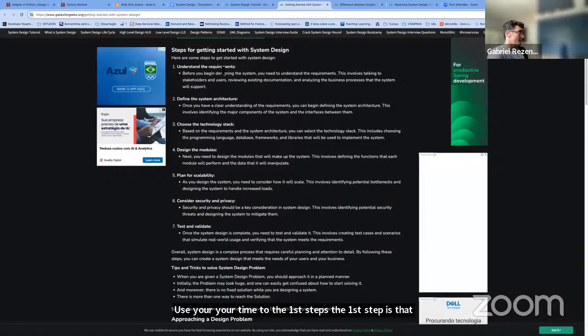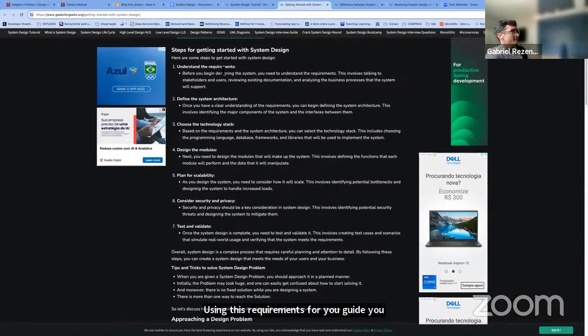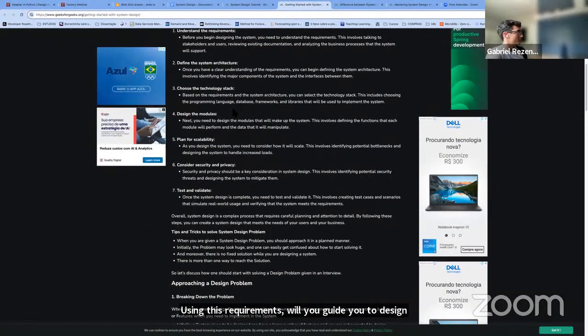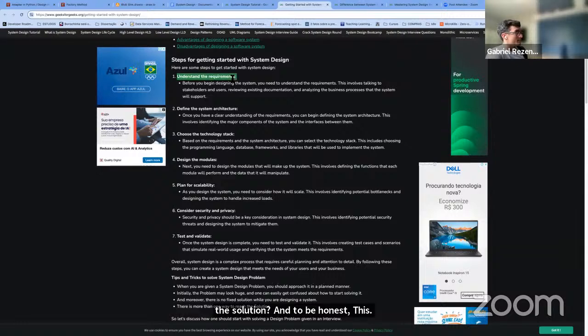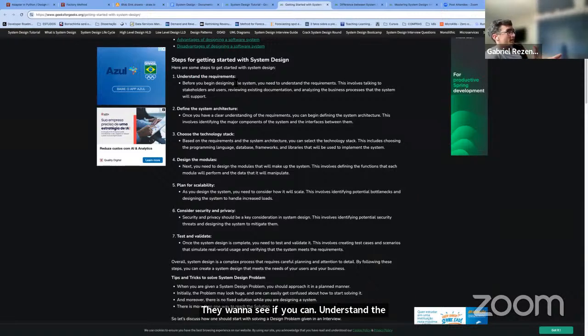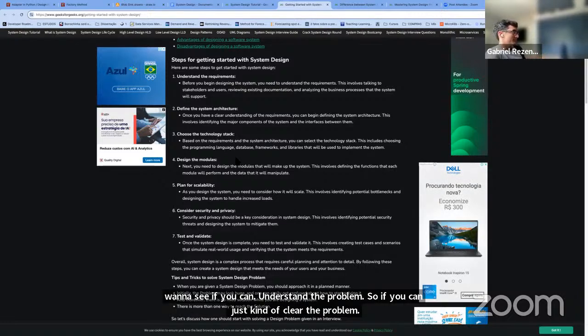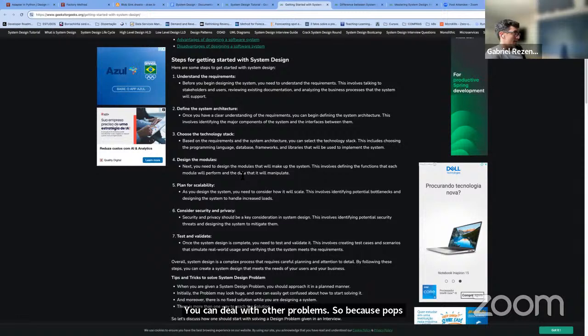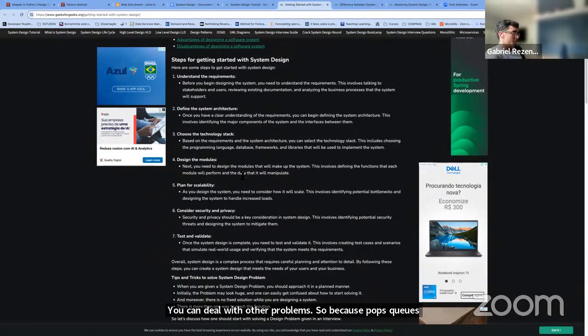Because these requirements will guide you to design the solution. And to be honest, this is the main point for the interviewer, because the interviewer doesn't want to see just the technology knowledge, the hard skills. They want to see if you can understand the problem. If you can clearly understand the problem, you can deal with other problems. Soft skills are harder to get, while if you are a senior developer, a new technology or a new database is easier to pick up. So for me, this is the main step, understand the requirements.